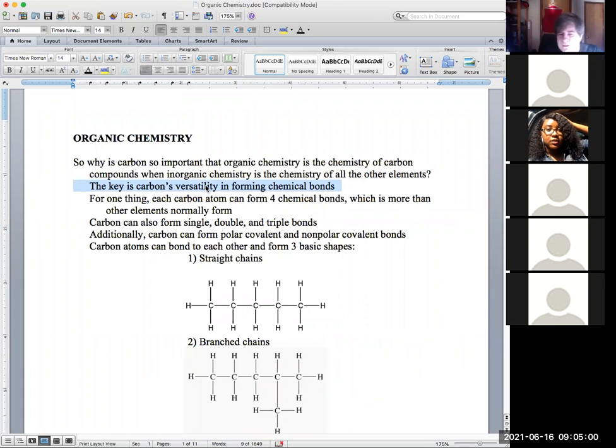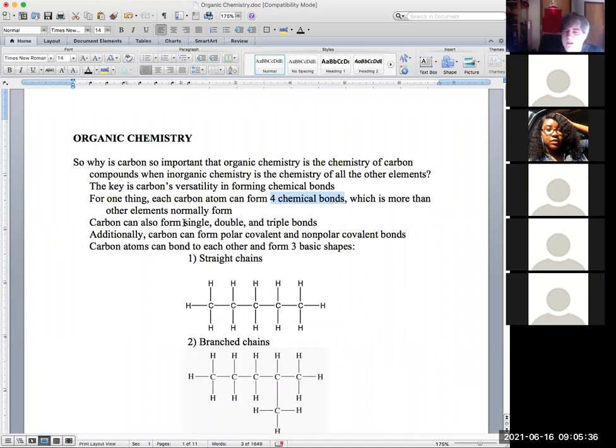Compared to other elements, there's a lot more variety in the types of chemical bonds that carbon can make. So let's look at some of these crucial factors. One thing that's important is that carbon can make 4 chemical bonds. Most of the other elements normally make 1 or 2 or 3 chemical bonds, so they don't make as many as carbon. And just the simple fact that carbon can make more bonds means it can make more types of compounds. They can have more complicated arrangements.